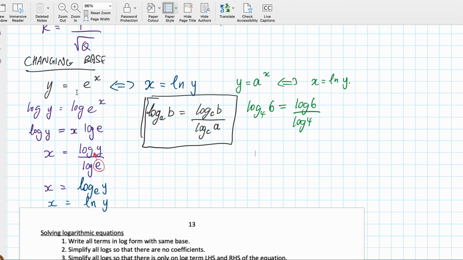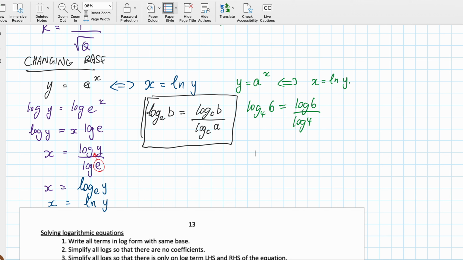Let's pretend I've got y is equal to e to the x, the natural exponential function. If I take a log of both sides, log of y is equal to log of e to the x, and then I want to get x by itself, let's see what happens. So x will go to the front. Now I've got x log e, and I want to get x by itself, so let's divide both sides by log e. So x is equal to log y over log e.